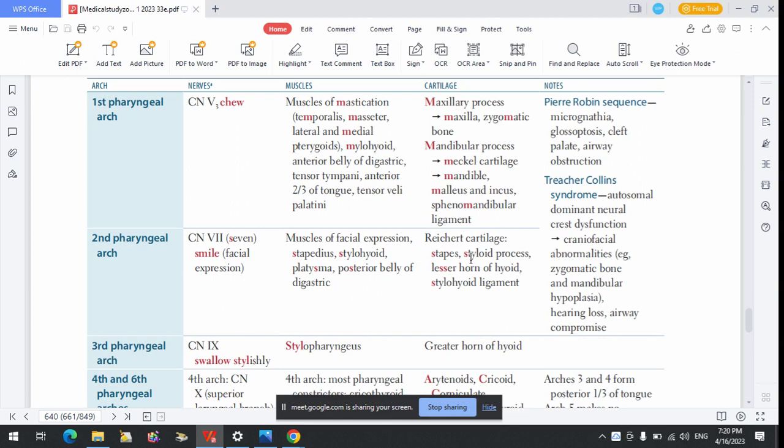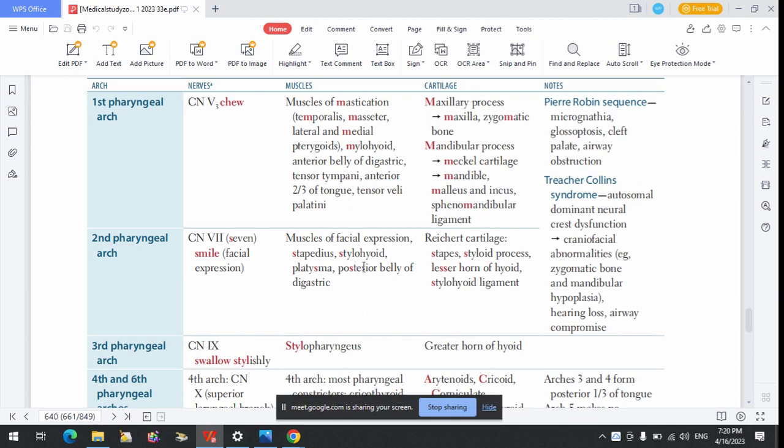Okay, you remember stapedius, or stylohyoid. So what's the other S? Stapedius. If you remember stapedius, what's the other S? Stylohyoid. If it's platysma that you remember first, what's the other P? Posterior belly of digastric. If it's posterior belly that you remember first, what's the other P? Platysma.